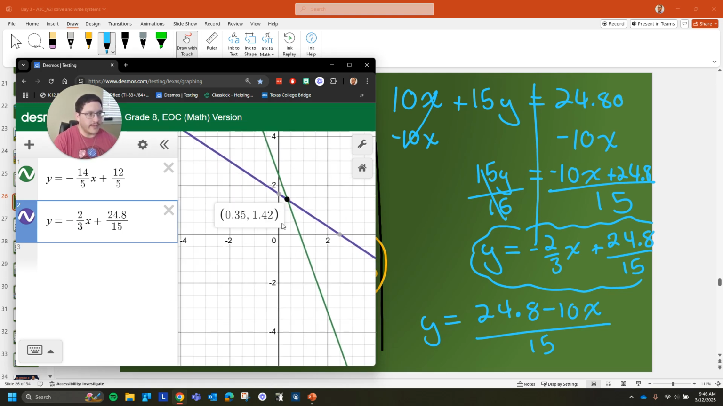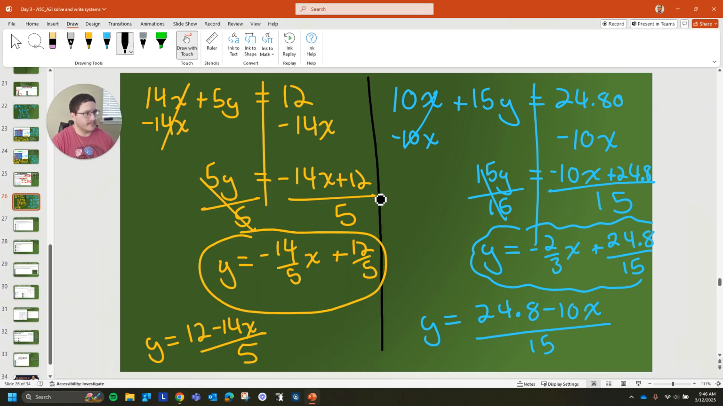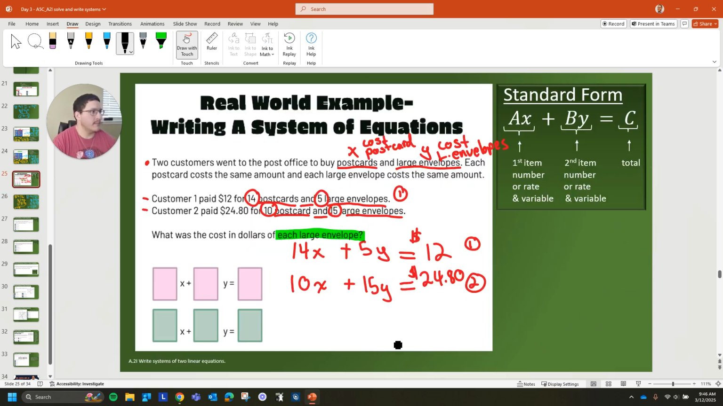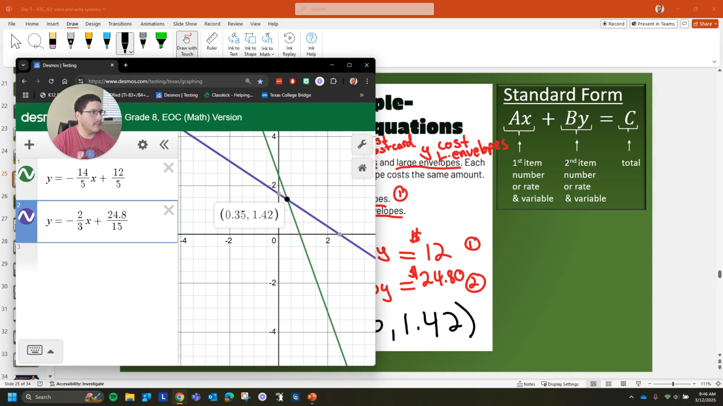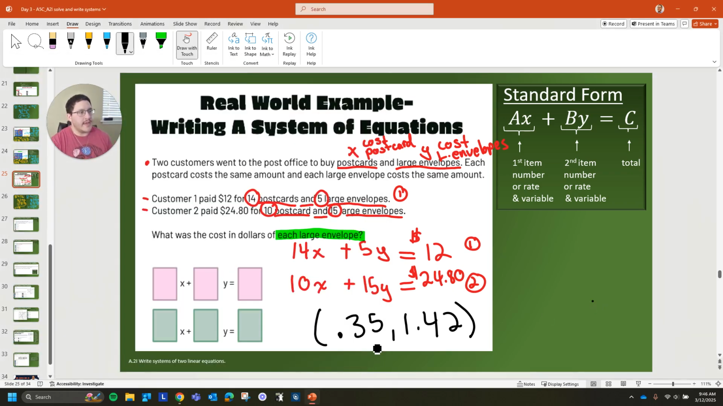Okay? So there's two things that I see: 0.35 and then 1.42. So I'm going to write this down just for the moment. Let's go back to the previous slide here. 0.35, comma 1.42, I believe is what we got. Yeah, 0.35, comma 1.42. Now, this is the x value, and this is the y value.